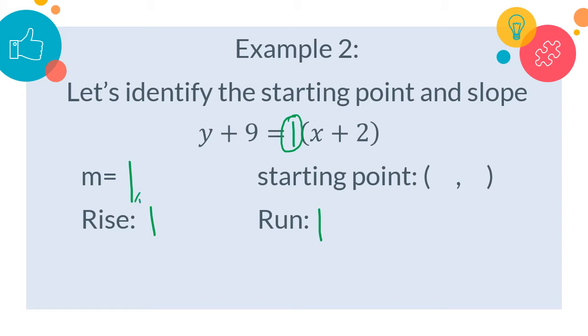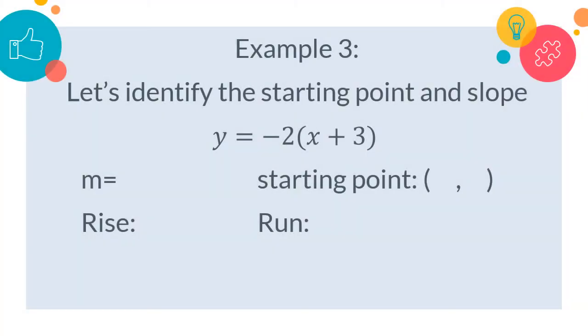Let's talk about our starting point. That's what's new. What number is with my x? A positive 2. So I need to write a negative 2. What number is with my y? It says positive 9, so I need to write negative 9. Now we could get into all the reasons why the signs are opposite. That would be another video. So for right now, we're going to simplify things and just take that point out and change its signs.